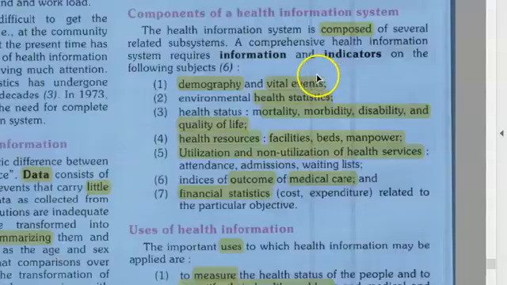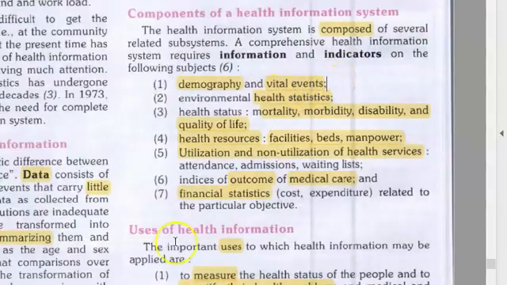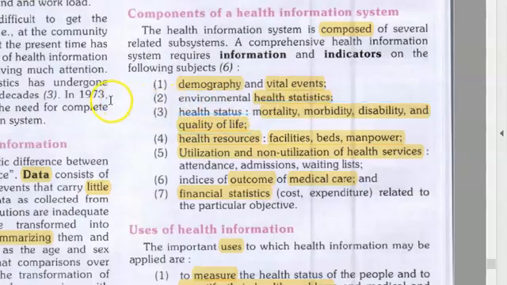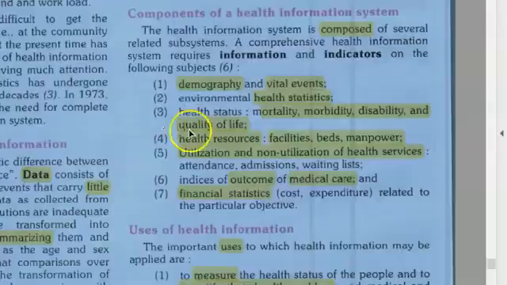Okay, then coming to vital events. What will the vital events be? Vital events will be like birth, death, marriage, divorce. So many things are vital events. Okay. Then these are components. Okay. Environmental health statistics. Health status, mortality, morbidity, disability, quality of life.